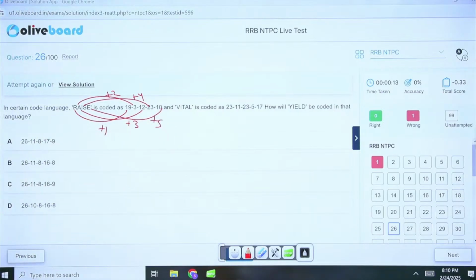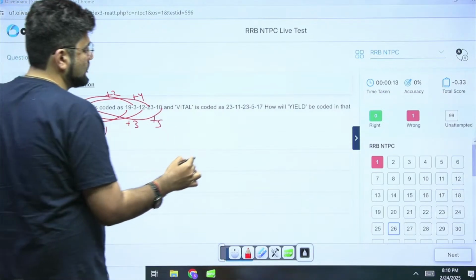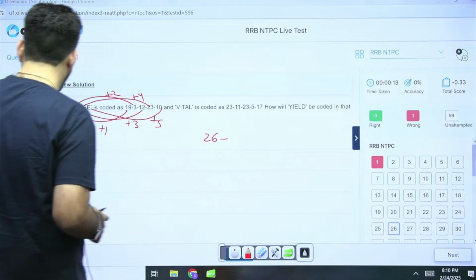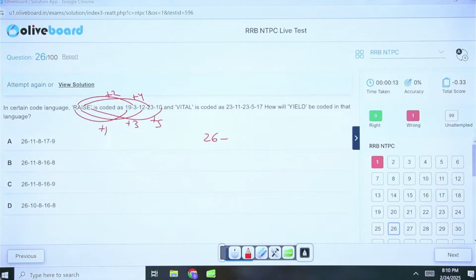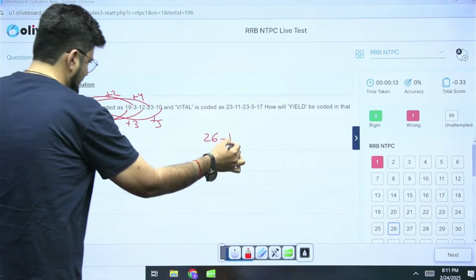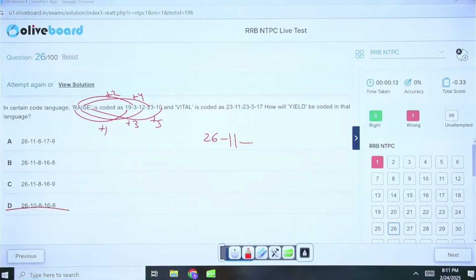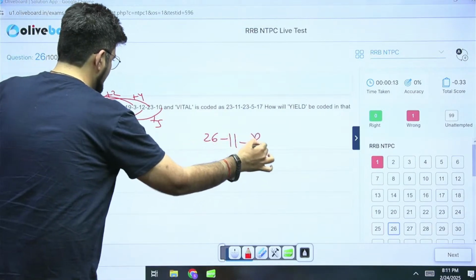As simple as that. So find for yield. 25 plus 1 is 26. So we have 26 here. Everything is starting from 26. The second one has to be 11, I believe. So 9 plus 2 is 11. So 11 will be the second one. Third one, so eliminate this. Third one has to be 8. Don't check it unnecessarily.